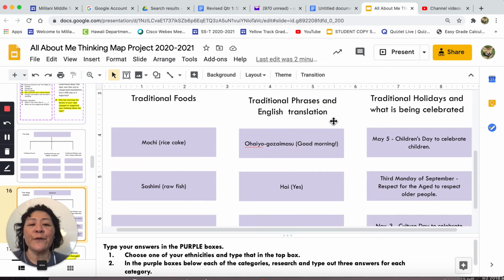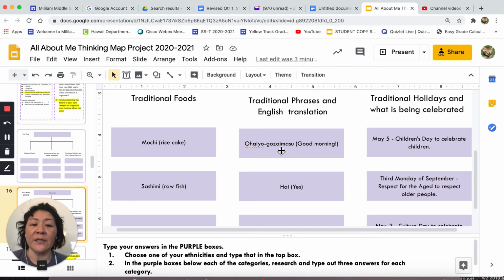Some traditional phrases and their English translation. And you do your best with the spelling, especially if it's in a different language. So this is not Japanese writing, but it's the way an English-speaking person would kind of spell it out. Might not be perfect, but this is what it is. So ohayo gozaimasu means good morning.